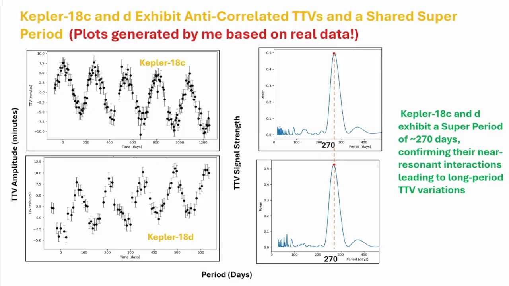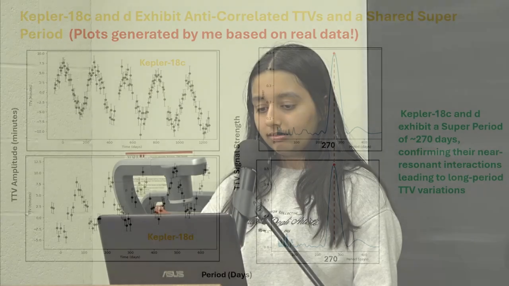And this 270 days is a huge superperiod compared to the Kepler-18c orbital period of about 7 days. And this shows that they are definitely in near-resonant configurations. And these plots were actually generated by me. I was able to query the Kepler telescope and extract data from all of its quarters and use them with a software called Exotic to be able to create these O-C plots.